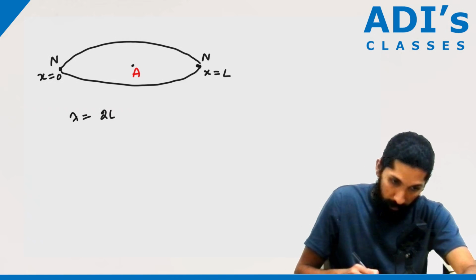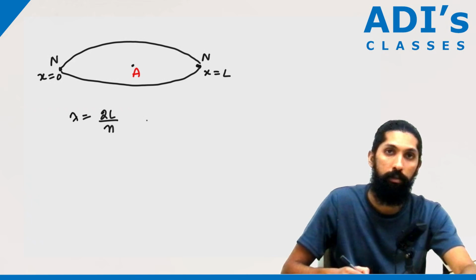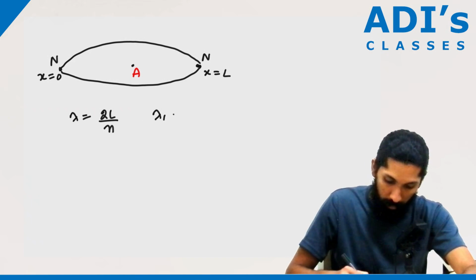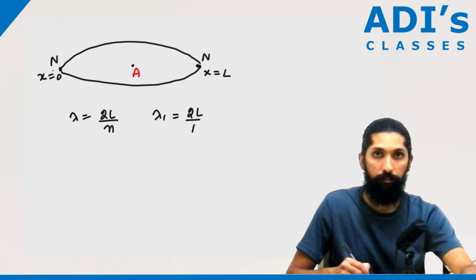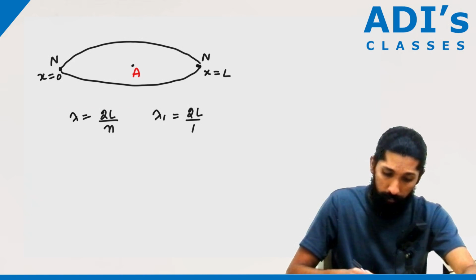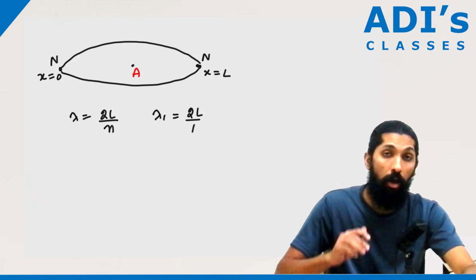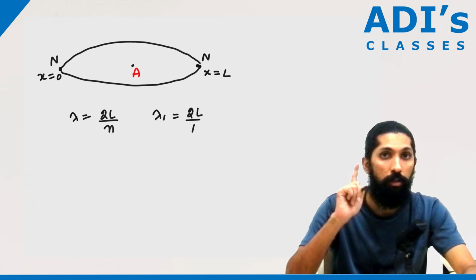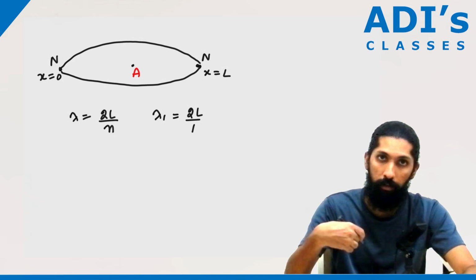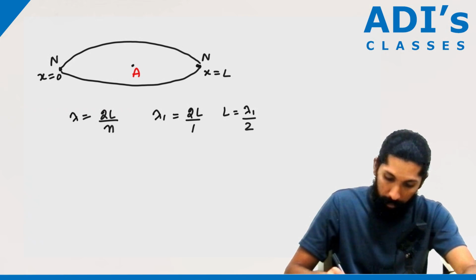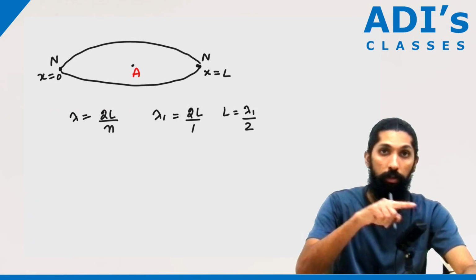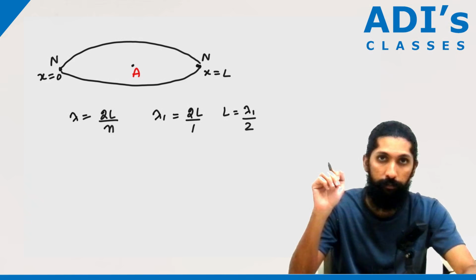See, in this case, what do we have? Lambda is equal to 2L divided by n, isn't it? And in this case, you're going to have lambda 1 is equal to 2L divided by 1. Because what do you have here? You're going to have just one wave, isn't it? Or this is the first harmonic whatever we are discussing. Alright. So 2L by 1, or you have L is equal to lambda 1 by 2. See, the total length is half of the wavelength of the wave.